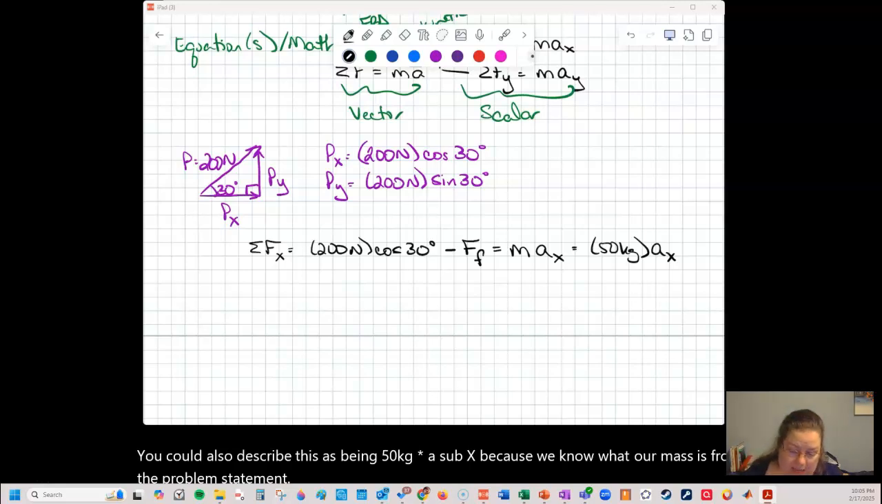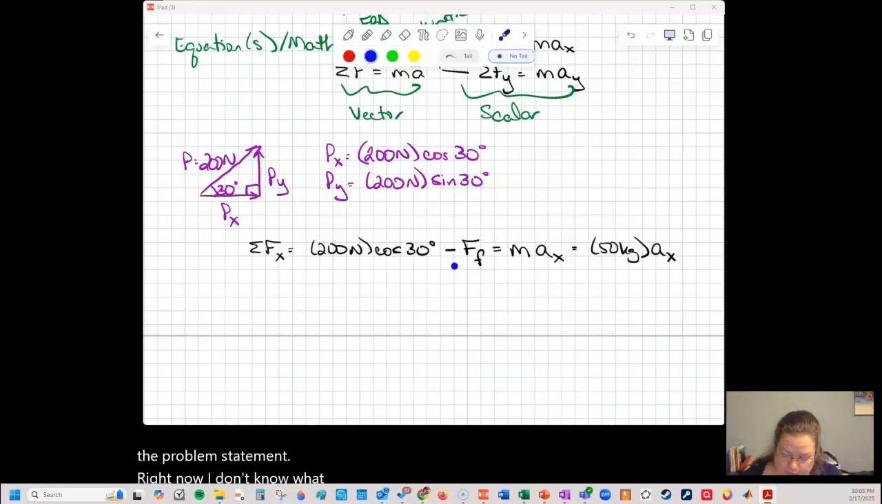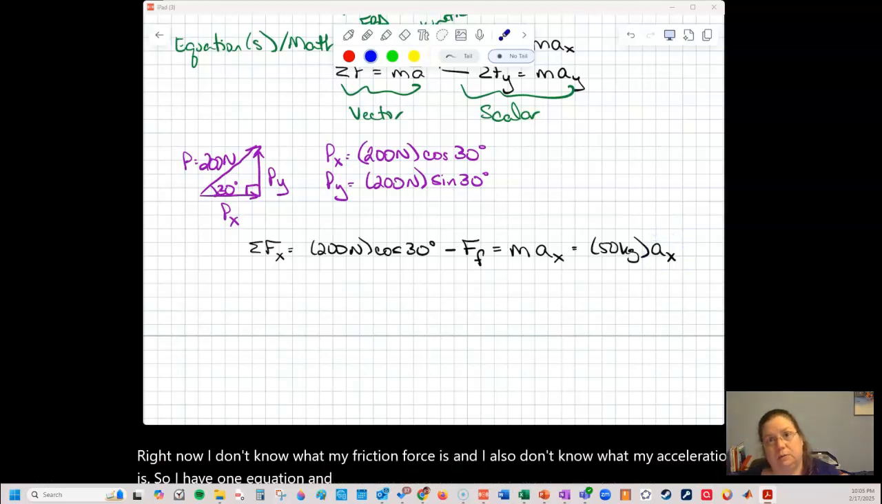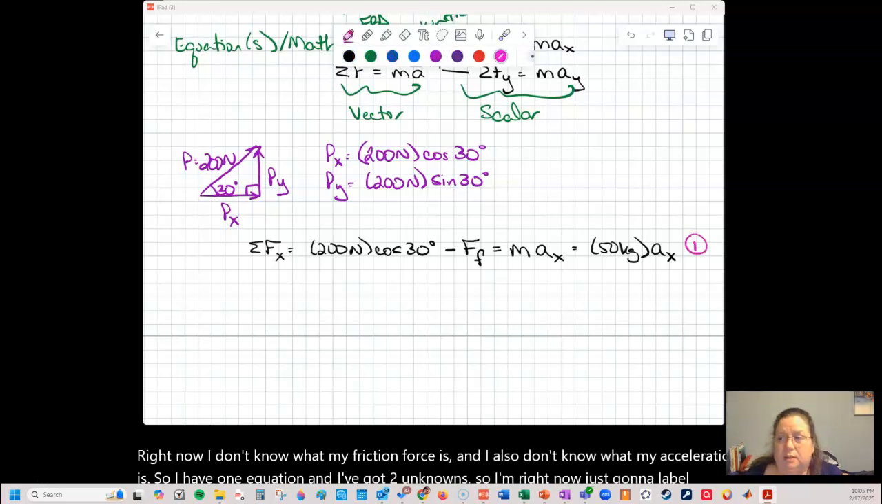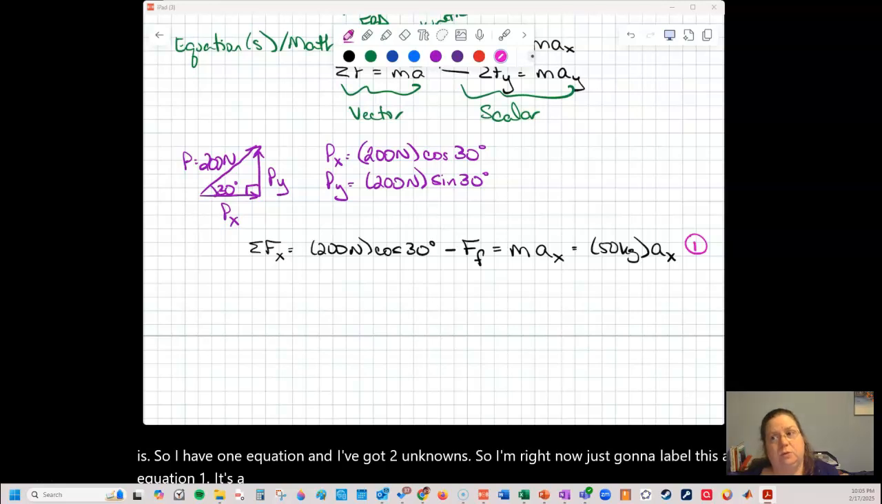Right now, I don't know what my friction force is, and I also don't know what my acceleration is. So I have one equation and I've got two unknowns. So I'm right now just going to label this as equation 1. That's a signal that I use to manage my work so that I know that I have to come back to this equation at some point.